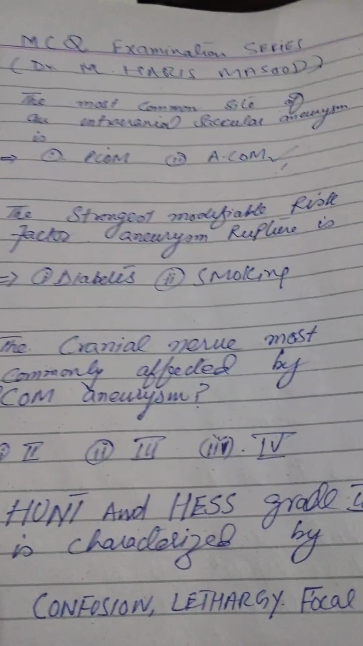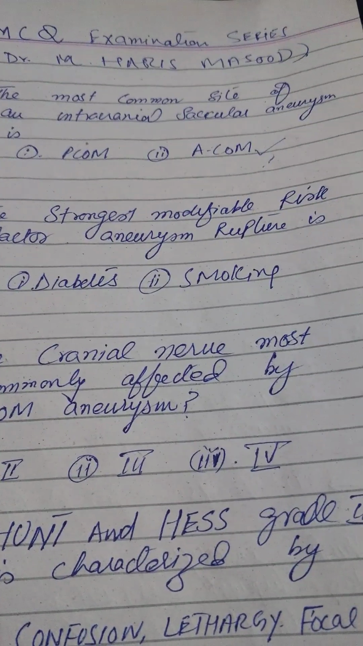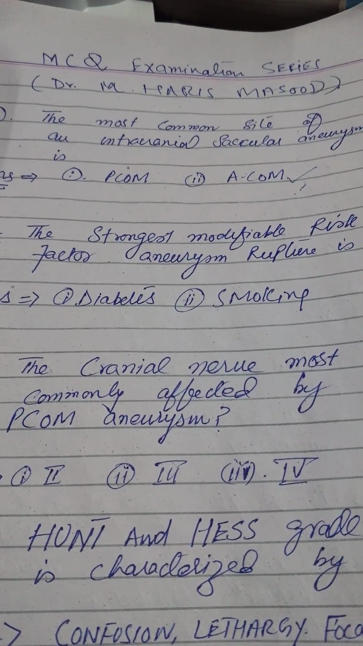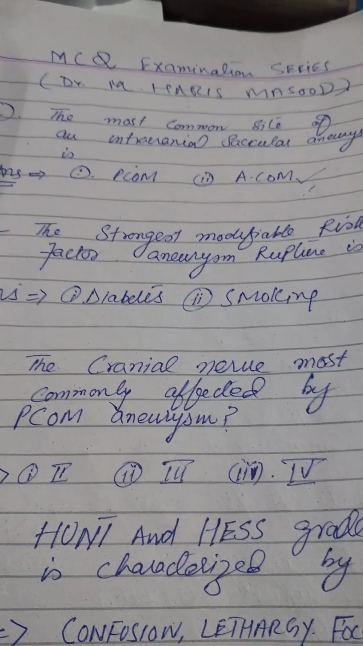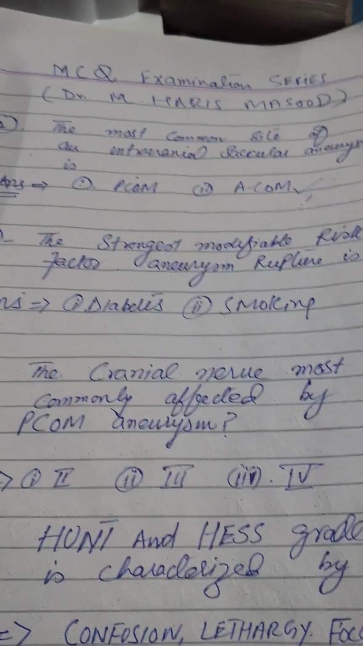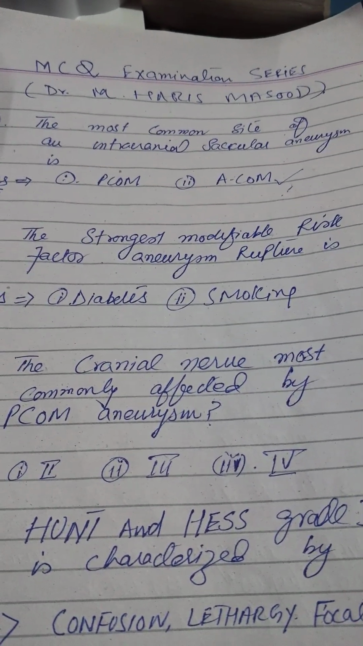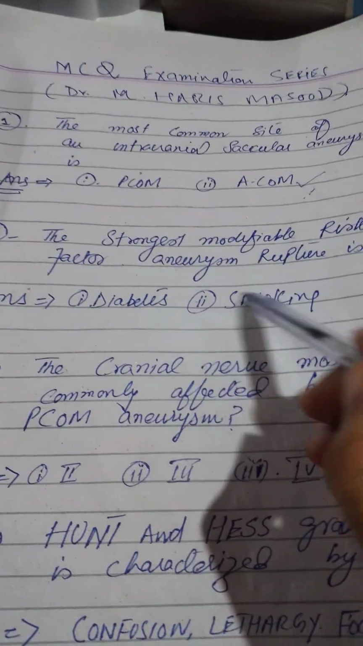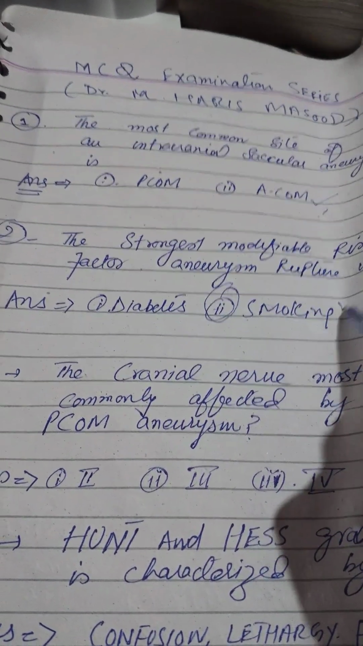What is the strongest modifiable risk factor for aneurysm rupture? Diabetes or smoking? In this case it is smoking. Smoking, alcohol drinking, and hypertension are the three modifiable risk factors for aneurysm rupture. So our answer would be smoking.